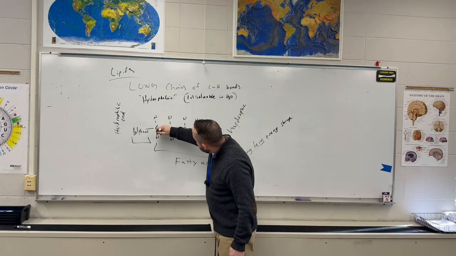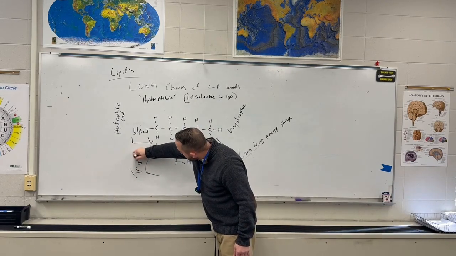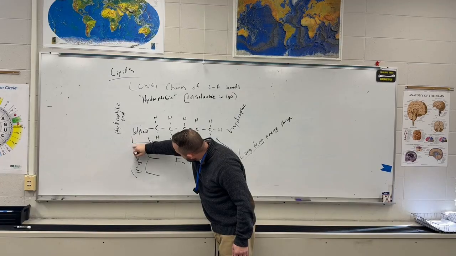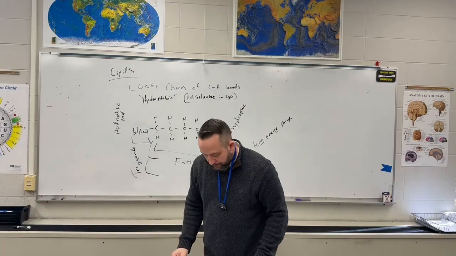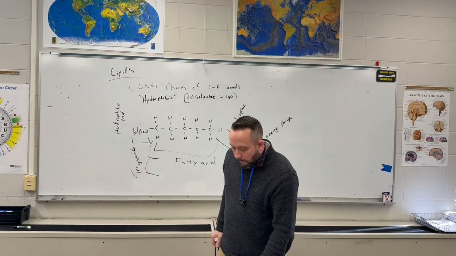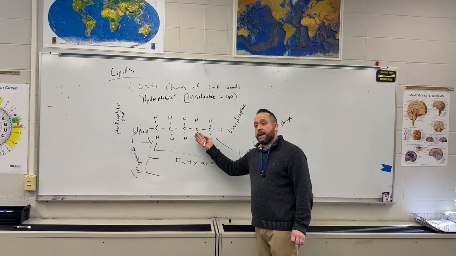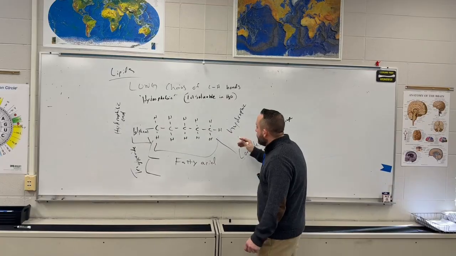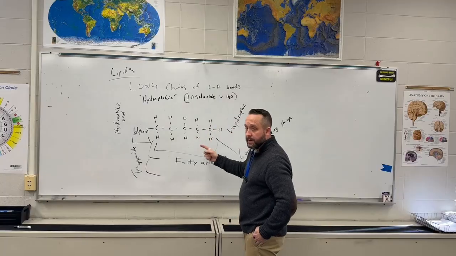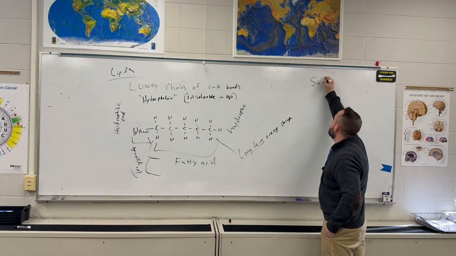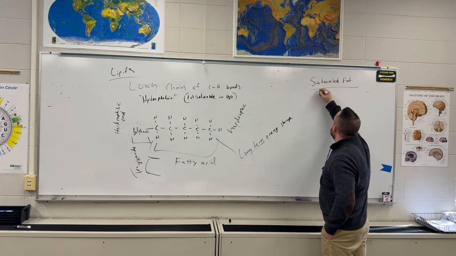Okay, so if you get 3 of those chains together, it's a triglyceride. See a picture right here. Notice these, if one of these hydrogens are missing, we would call that an unsaturated fat, okay? When they're all together, when every carbon has its hydrogen bond, it's called saturated. All right? So saturated fat.